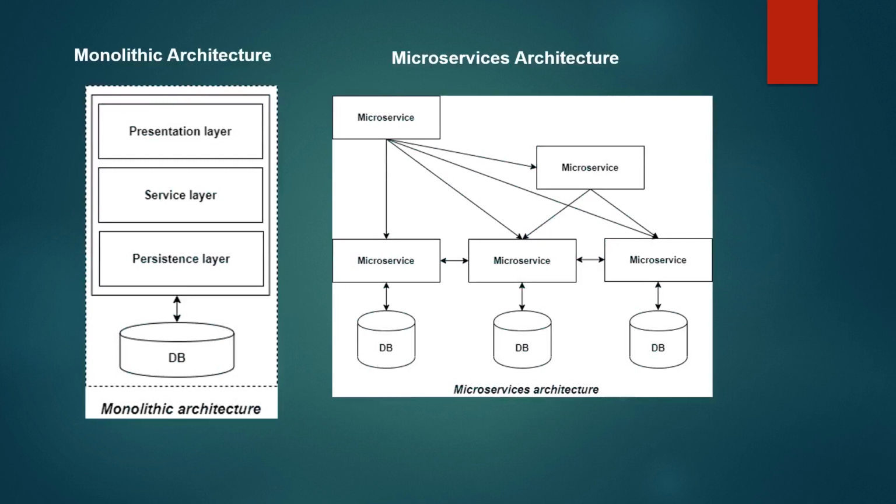Okay, firstly, let's start with what the monolithic architecture is. In the last few years we were using the monolithic architecture, and nowadays we are moving to microservices. In the monolithic, we have a single architecture, like a single exe, which contains multiple layers. We have a presentation layer, a service layer, and a persistent layer, and a single database which connects with the persistent layer. So a single exe contains each and everything. That is called the monolithic architecture.